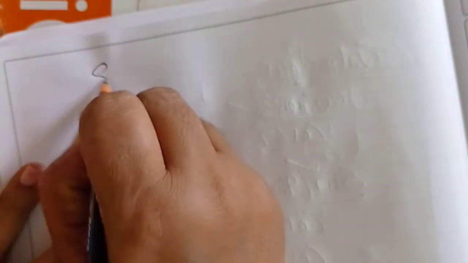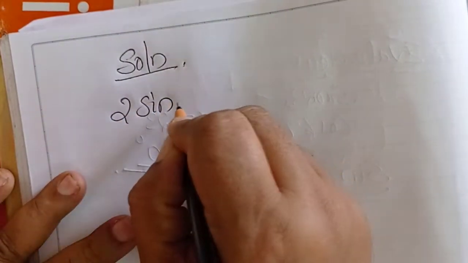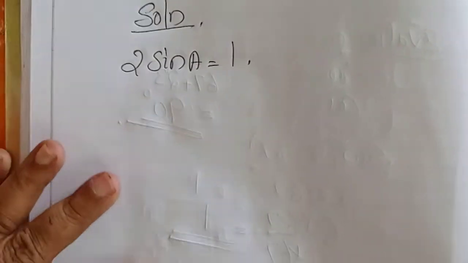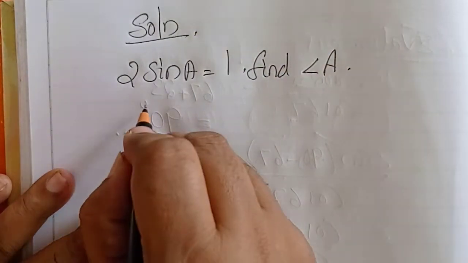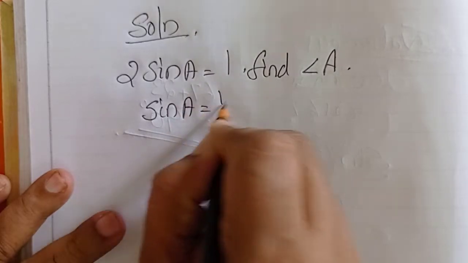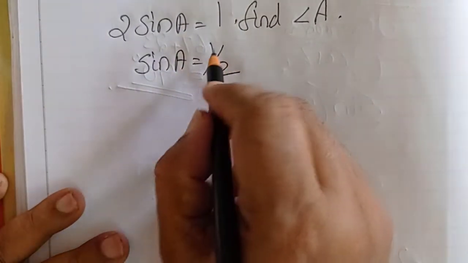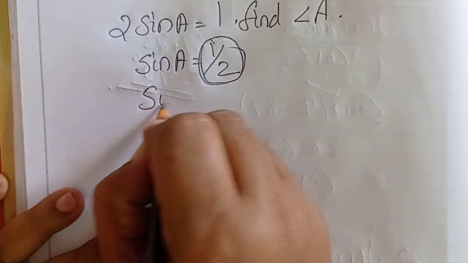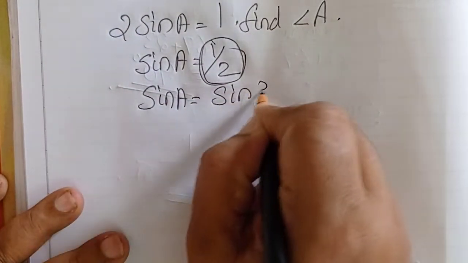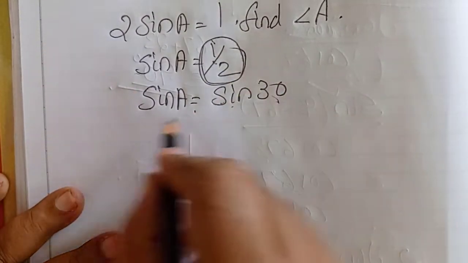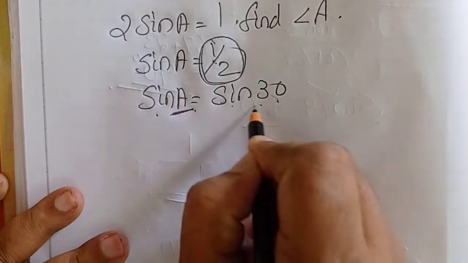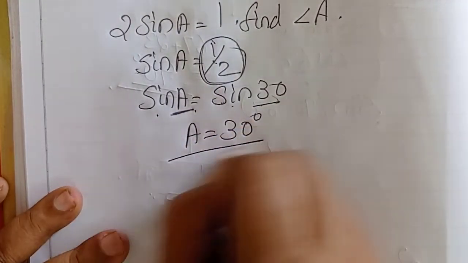Then the next one, solution of trigonometrical equations. Write one question: 2 sine A equal to 1. Find angle A. We can write this as sine A equal to 1 by 2, isn't it? Therefore, sine of which angle is 1 by 2? Yes, sine A is equal to sine 30. This step is important, do not directly write A equal to. Sine A equal to sine 30, therefore equating, you will get A equal to 30 degrees.